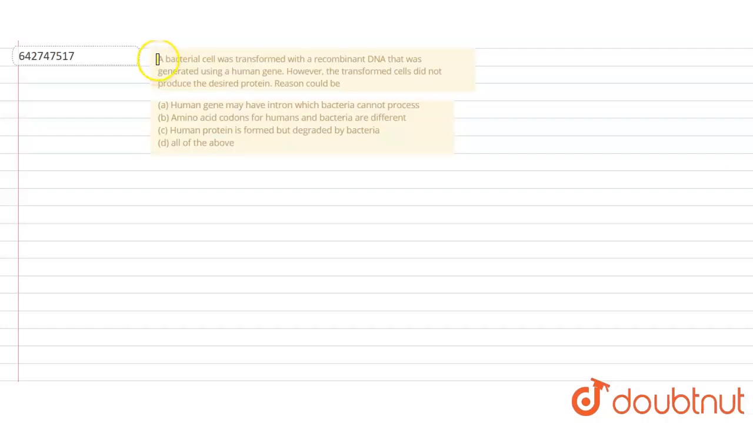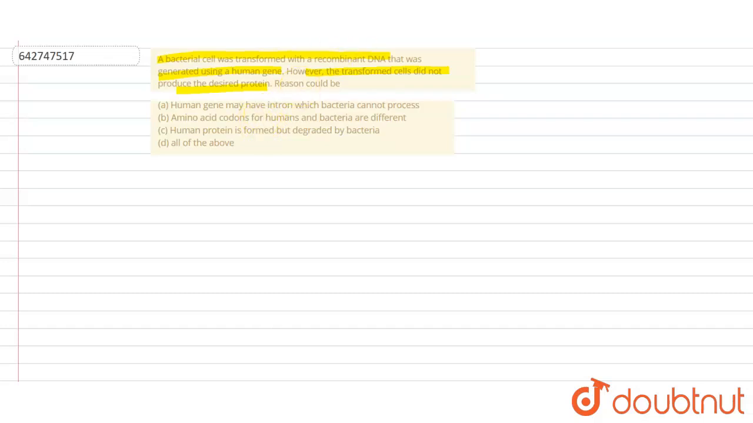So let's read the question. A bacterial cell was transformed with a recombinant DNA that was generated using a human gene. However, the transformed cells did not produce a desired protein. Reason could be: A. Human gene may have intron, but bacteria cannot possess. B. Amino acid codons for humans and bacteria are different. C. Human protein is formed but degraded by bacteria. And D. All of the above.